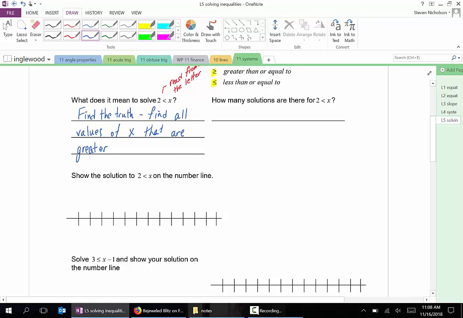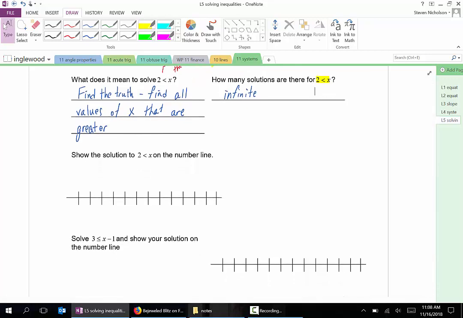And here's one of the key differences that makes an equation different than an inequality. There are an infinite amount of answers to this. And in fact, this is how you answer that question. It is impossible to write down all of the values of x greater than 2. You would die before you finish. So mathematically, that's what I've just highlighted.